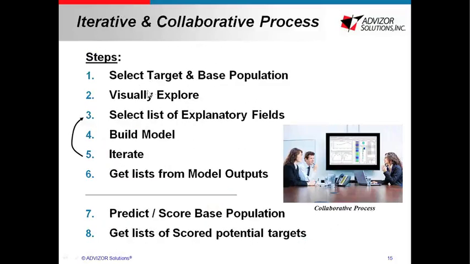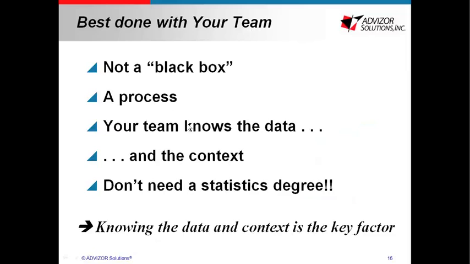So again, we selected a target, visually explored it, selected a list of explanatory fields. The next example has more complex explanatory fields. We built a model. We saw we got some fields that were duplicative or coincidental with the selection on return. We took them out. We reran it, and generally you do this a few times. This is where the human mind and trying to really hone in on causality matters. Then we got lists from the model outputs. We had an understanding, but we also could predict and score the base population and get scored lists for further action, sort of the steps we typically go through.